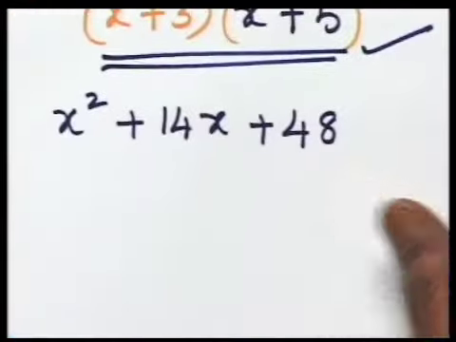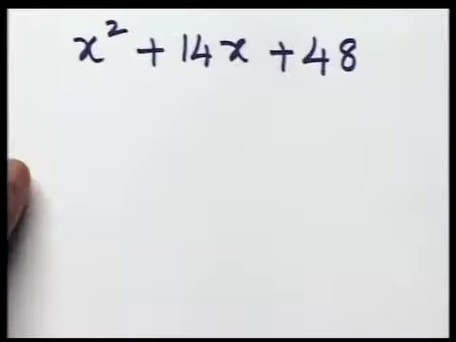Let's look at the next question. This time I am not giving you the rectangle. We are directly taking the final step, which is a quadratic expression, and using that we need to factorize it. Okay, it's on the screen for you. It says x squared plus 14x plus 48. Now that is the question.